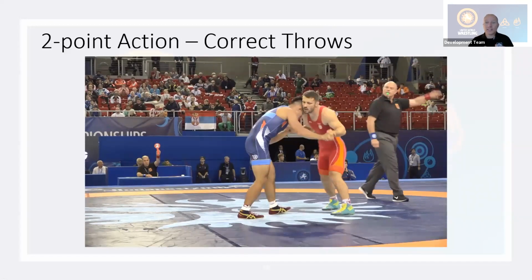Had blue gone to danger, that would have been a 4-point action. So correct throws, correct holds. And again, these can occur in any style, but they have to meet that criteria of the defensive wrestler losing control and landing on their hip or chest without going to danger.